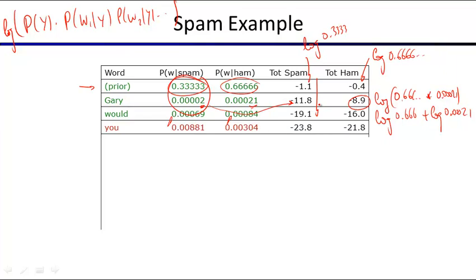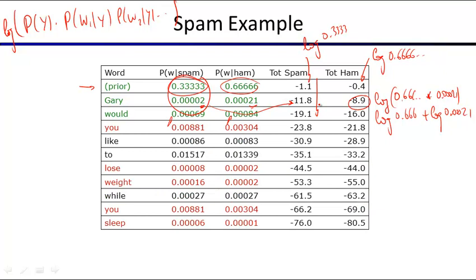This one favors spam. Like to lose weight while you sleep. We keep track of the score as we go along, and we see minus 76 for spam, minus 80.5 for ham. So in this case, spam is the winner because it has the best score, according to our classifier.